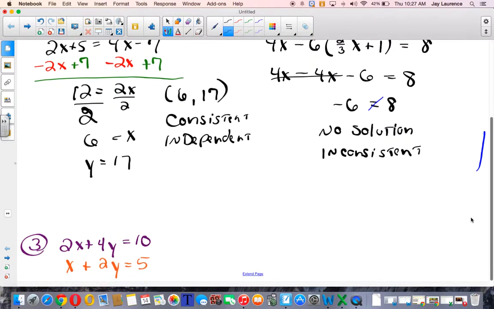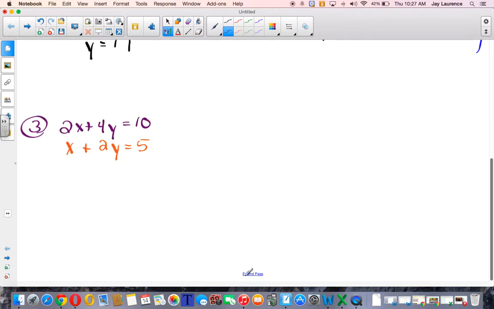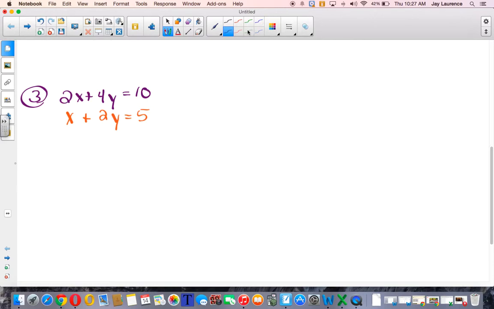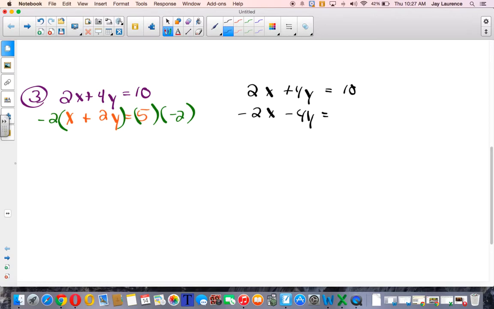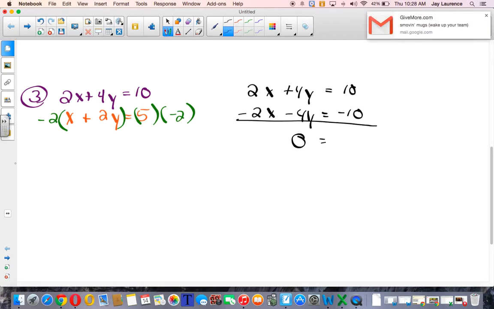All right. So the last one here, I think I'm going to do this by elimination. And I'm going to multiply this top equation by negative 2. That'll cause my x's to cancel out. And when I do that, I end up with 2x plus 4y equals 10. And then I end up with a negative 2x minus 4y equals negative 10. The left-hand side simplifies to 0. The right-hand side simplifies to 0. And there you go, 0 equals 0.